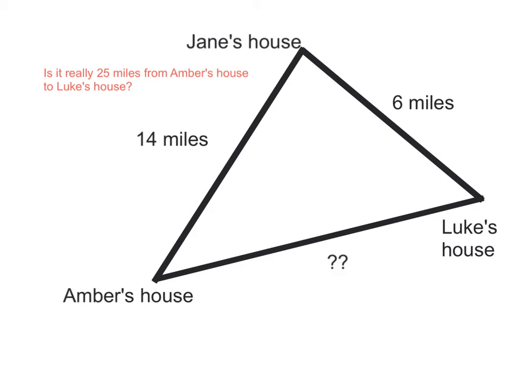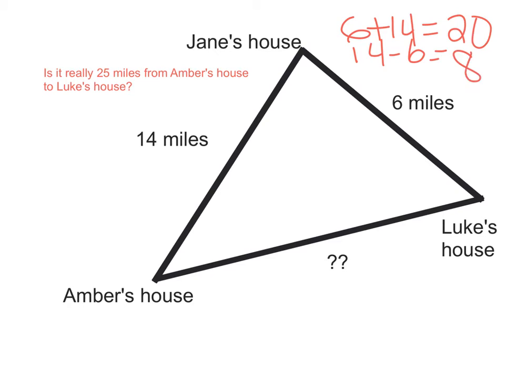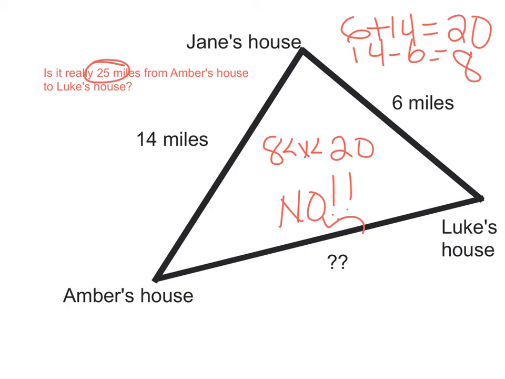So what we're going to do is use the triangle inequality theorem, and we're going to do 6 plus 14, which equals 20, and then we're going to do 14 minus 6, which is 8. So our range is going to be from 8 to 20. So is it really 25 miles between Amber's house and Luke's? No. Unfortunately, Jane was not telling the truth. So this is just one of the ways we can use the triangle inequality theorem.